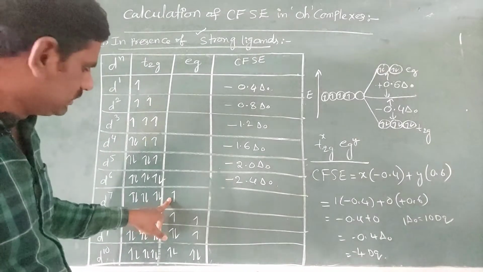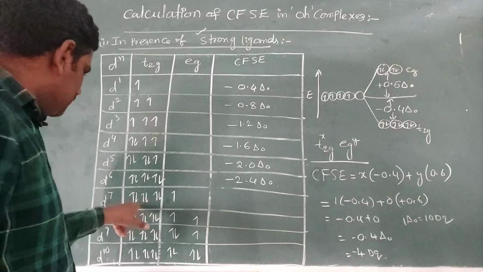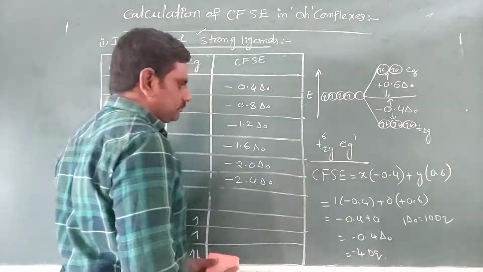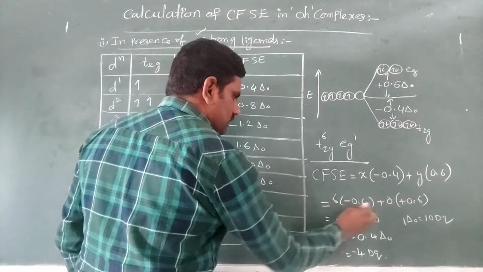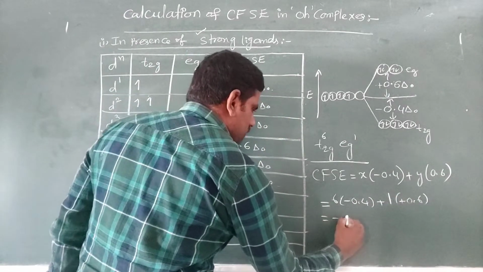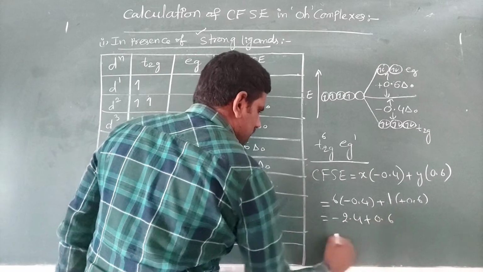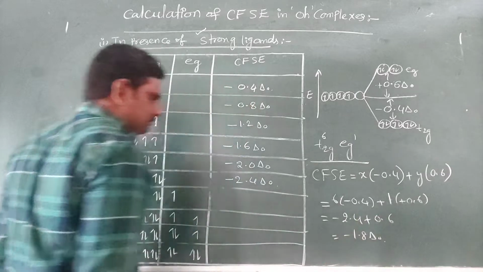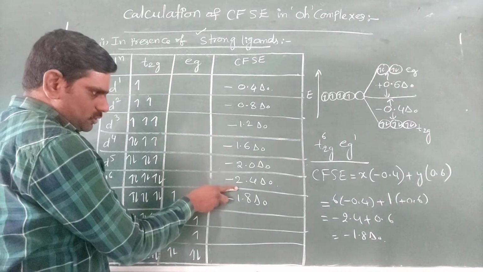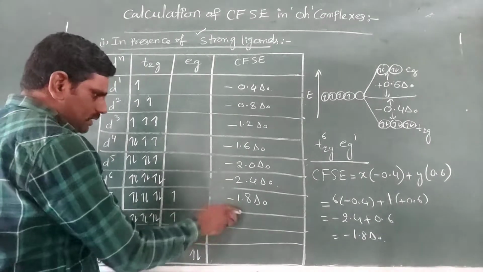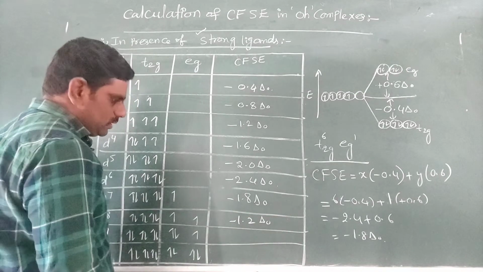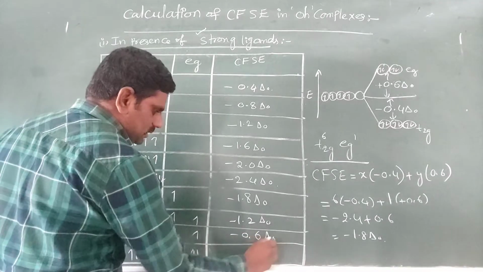And where an eg electron is there, how can we calculate in this case? See, I am writing for this t2g6 eg1, here 6, here 1. So 6 into minus 0.4 is minus 2.4, plus 0.6 means minus 1.8. So here minus 1.8 delta. How much decreases? 0.6. So again 0.6 decreases means minus 1.2 delta. You have to calculate, you have to verify. Minus 0.6 delta naught and 0 delta.